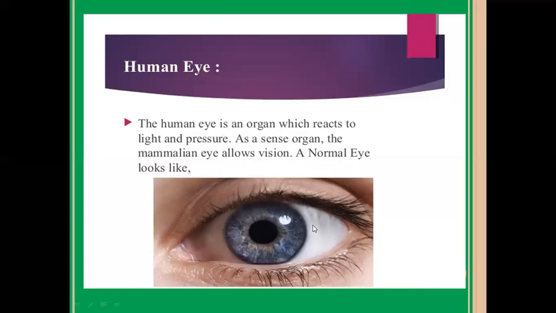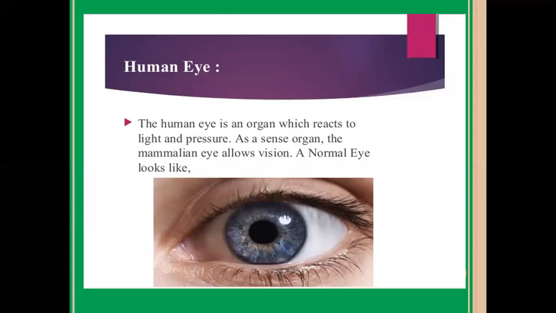How many eyes do we have? Two eyes. And where are the eyes located? Eyes are located in small portions of the skull known as orbits. Orbit means hole, or you can say eye sockets. How many orbits are there in the skull? On your face, there are two orbits, and the eyes are located in these orbits in the skull. Okay, this is the location of the eyes.